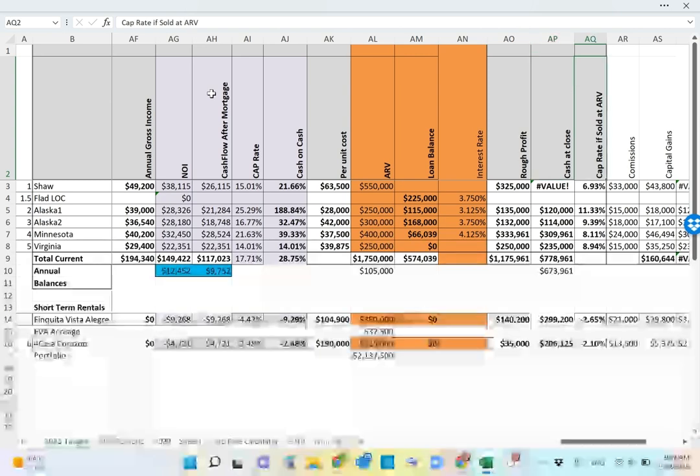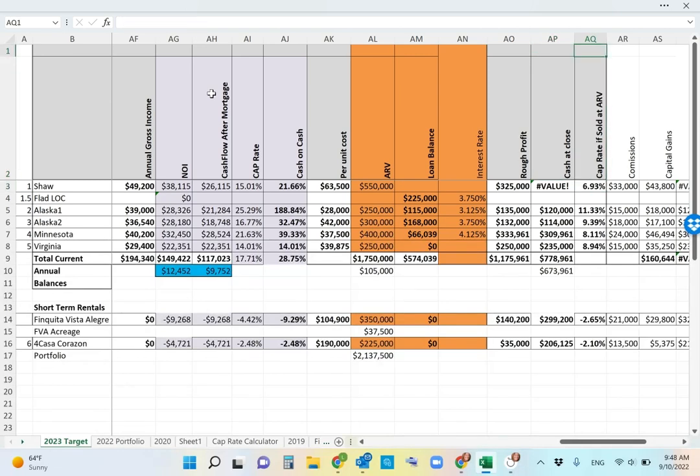And then this is just for me to use as a tool. This is the cap rate in this column that a buyer would be receiving if they purchased any of my buildings at the existing ARV.